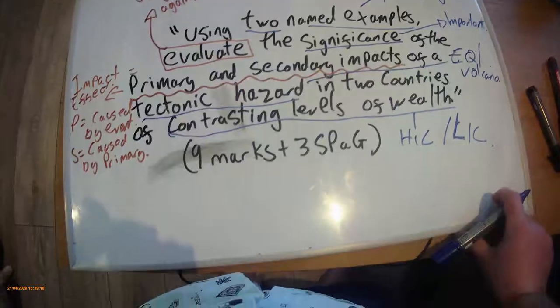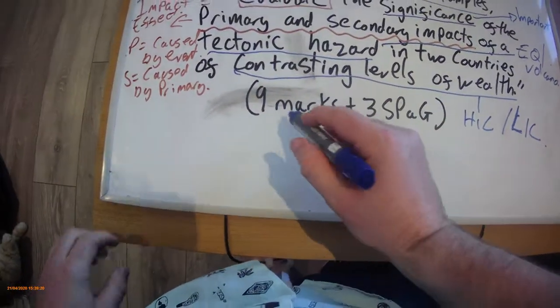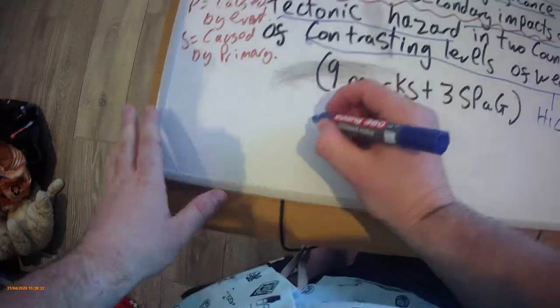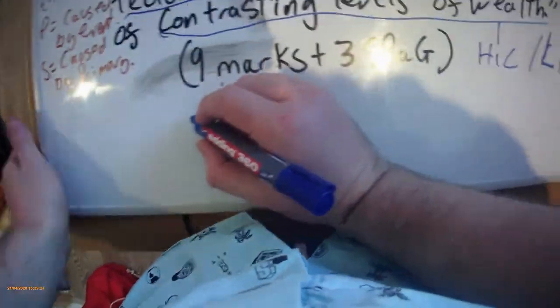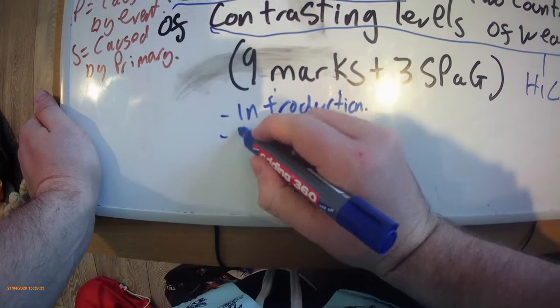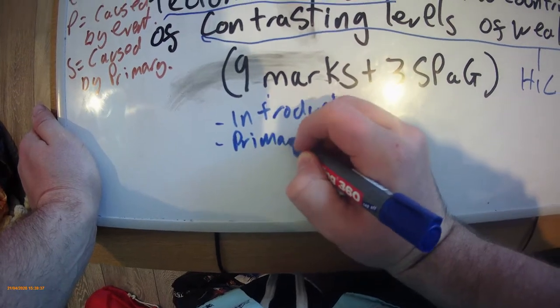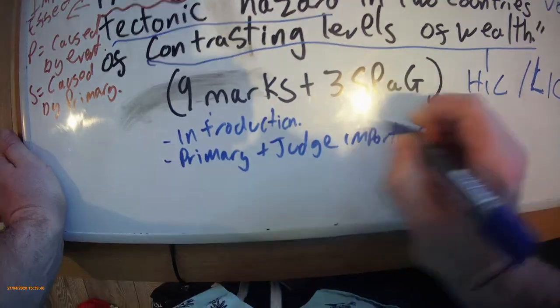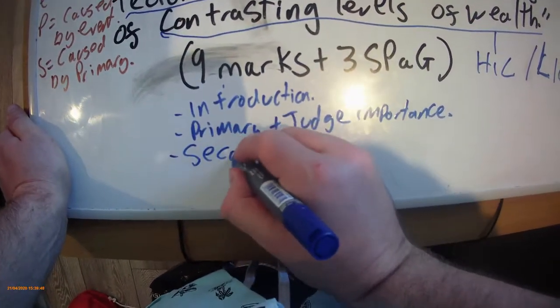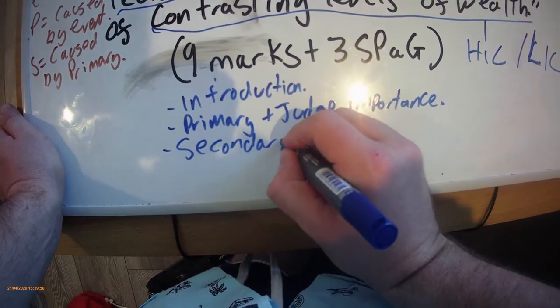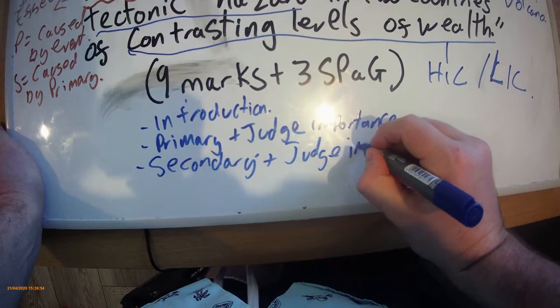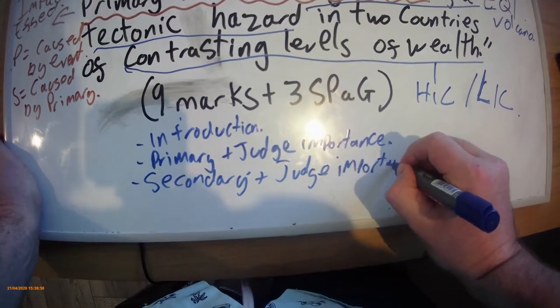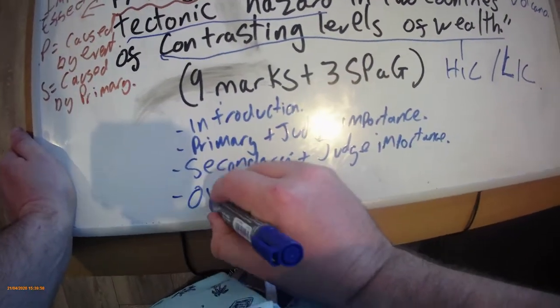Perfect. It's also important to look at the marks. So 9 marks means we're going to need a few things in here. We're going to need an introduction. We're going to need to look at primary and judge the importance. We're going to need to look at the secondary and judge the importance. And of course, we're going to need to come to an overall decision and conclusion.